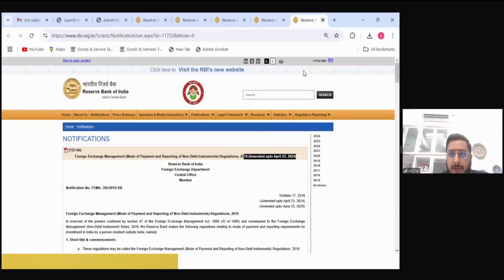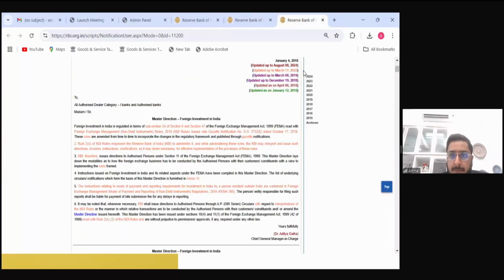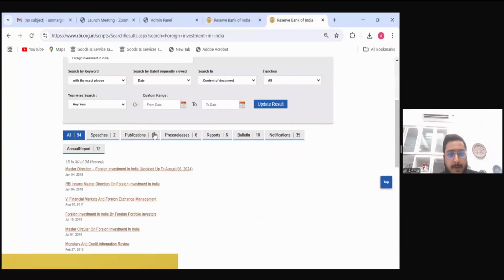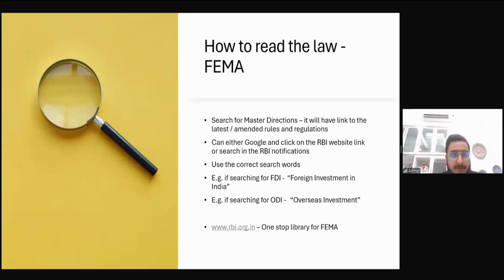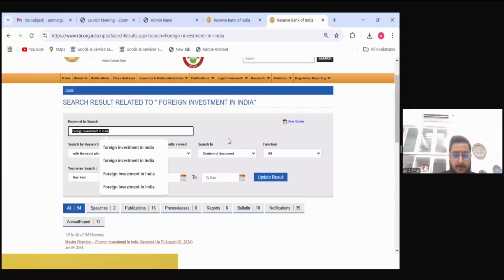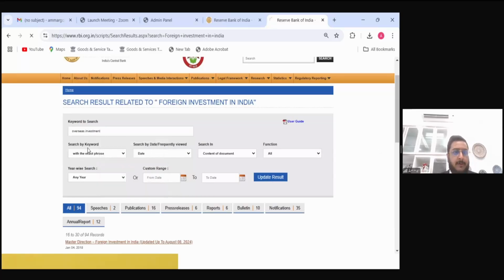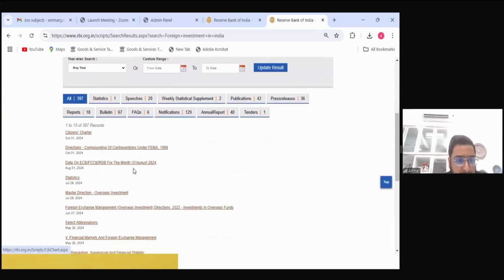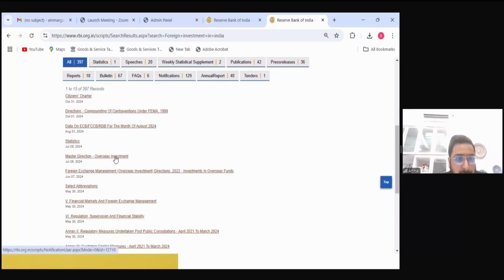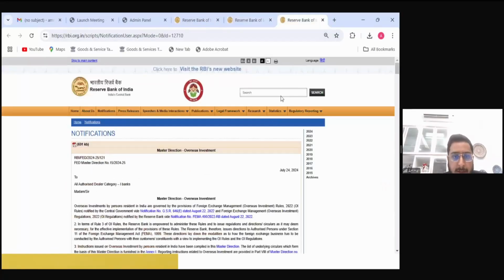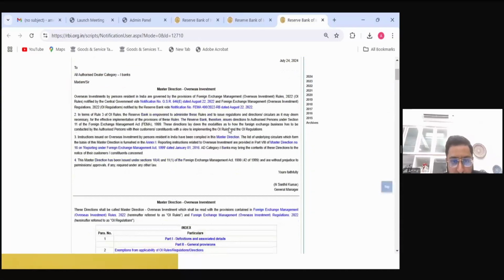Okay. Now we just search for ODI. What is that phrase I said? Overseas investment. Again, with the exact phrase, I just go for update result. Now there's a master direction, overseas investment 2024. So I'll just click the link. So there's a master direction of 2024.